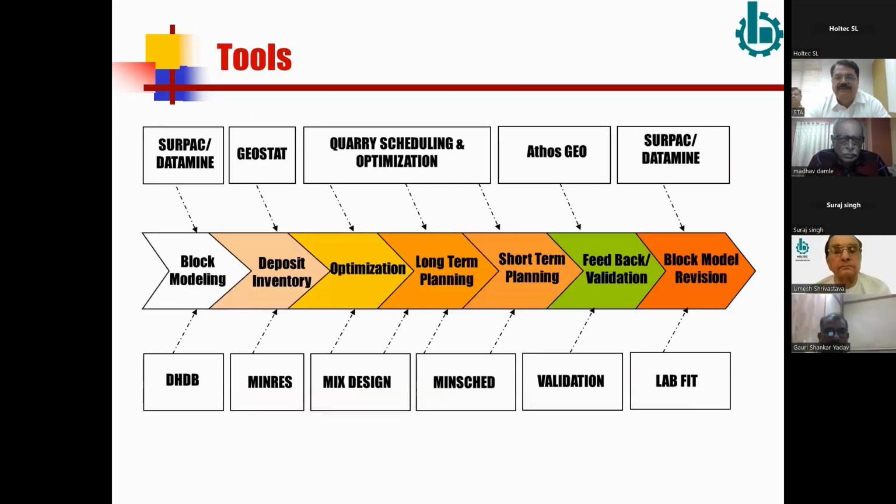These are the tools available with us: Surpac, Datamine, and geostats. For optimization, we have QSO (query scheduling optimization) and Athos Geo. Other software like Minetrace is used for carrying out grade tonnage study. Geostats is used for preparation of slice plans, and Mindset is also used for scheduling.